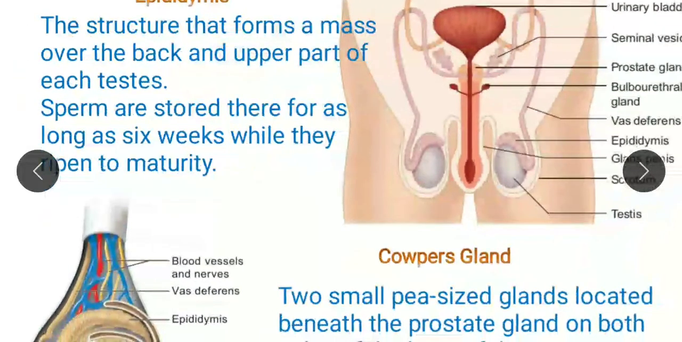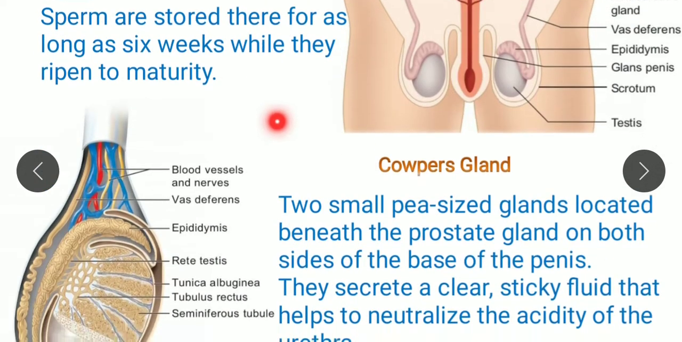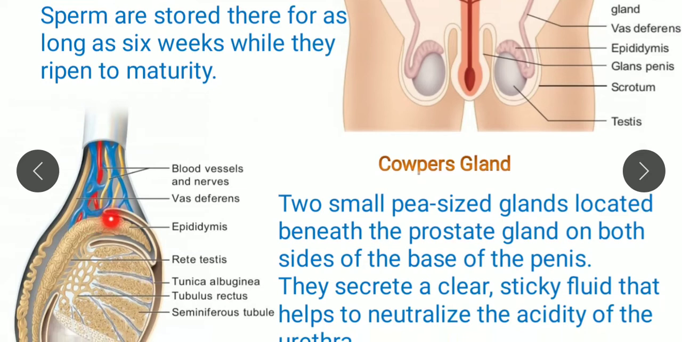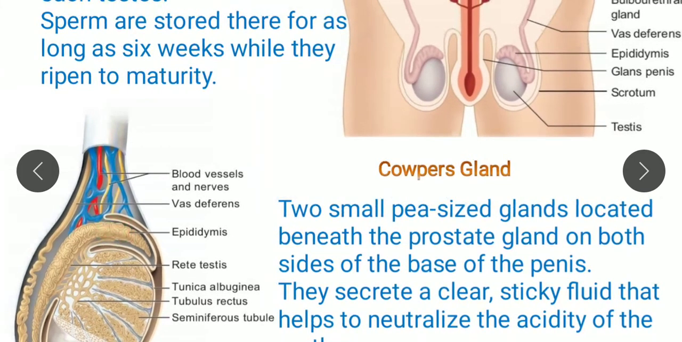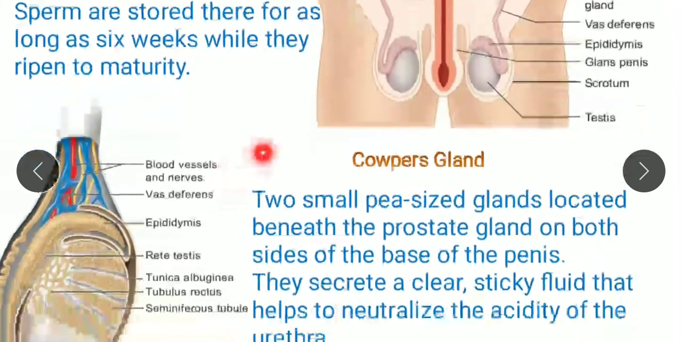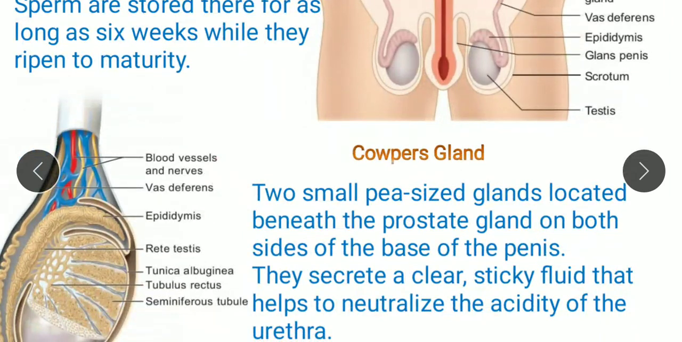Sperms are stored there for as long as 6 weeks while they ripen to maturity. This is the sperm maturation place. It is the storage house of the sperm. The sperms ripen and mature in 6 weeks.